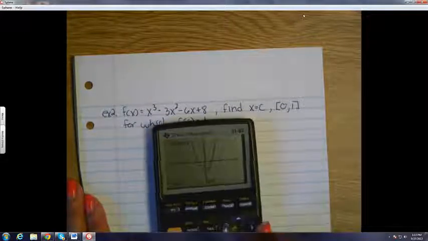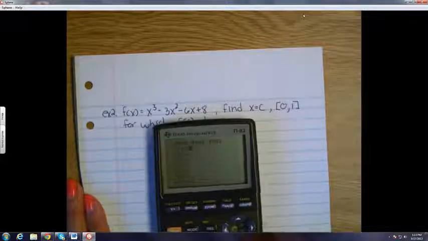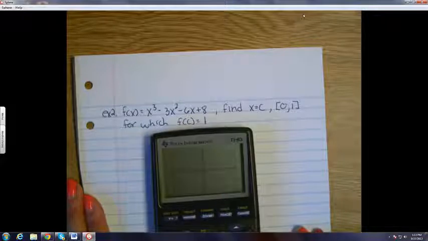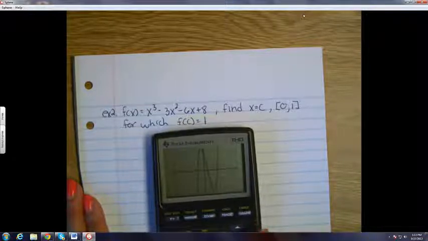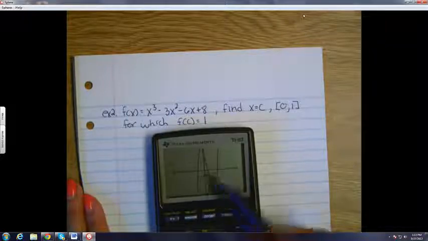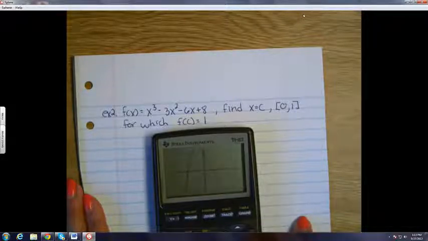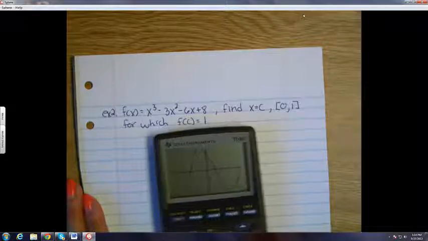So graphing. X cubed minus 3x squared minus 6x plus 8. And we're only looking at the graph between 0 and 1. And get rid of some of the x. Maybe 4 to 4. Let's get the crossing a little close to the 1 there.